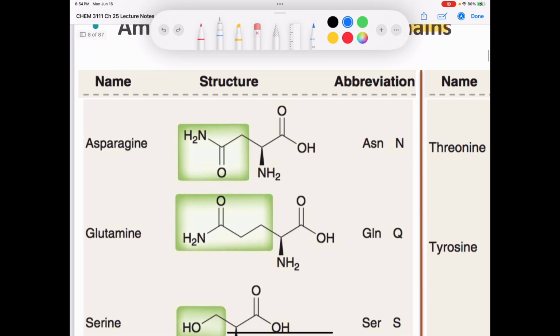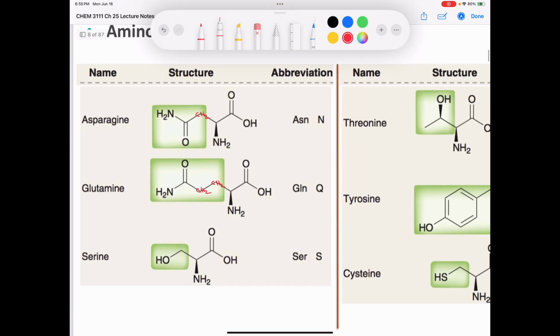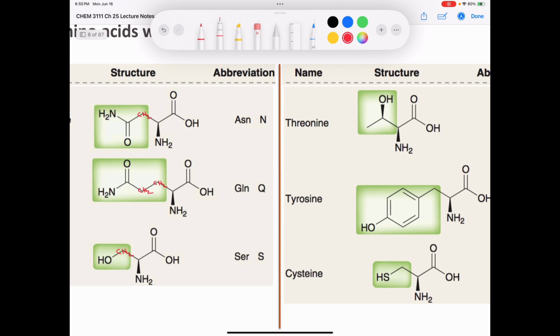The first two are asparagine and glutamine. Asparagine has one methylene before you get to the primary amide, and glutamine has two. So two, like that. Then we have serine, which is CH2OH. We saw that earlier. Then we have threonine, which has another chiral carbon in it, so you have two chiral carbons in the molecule.